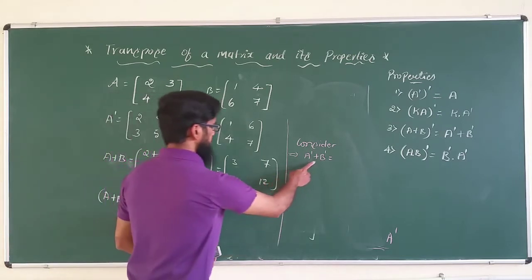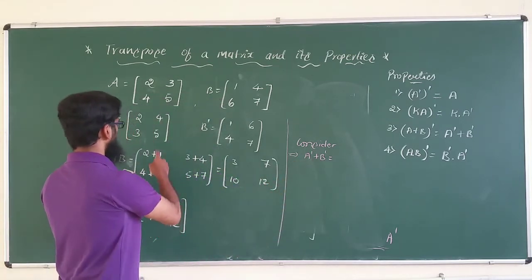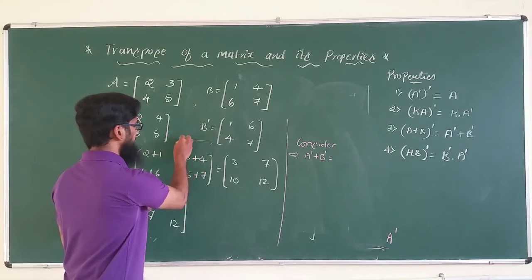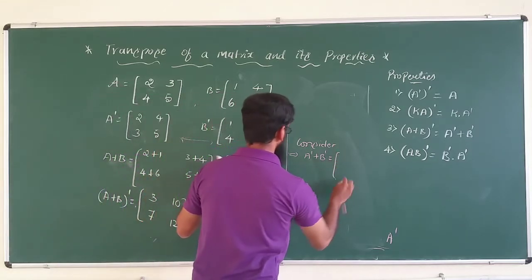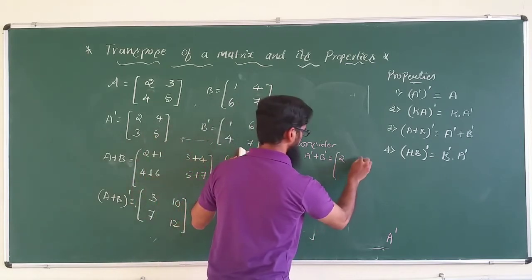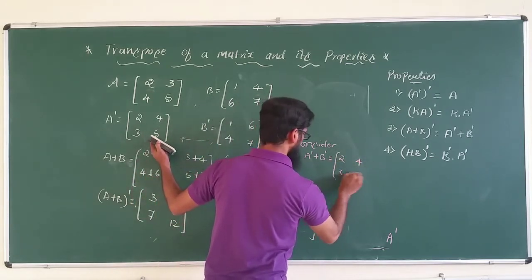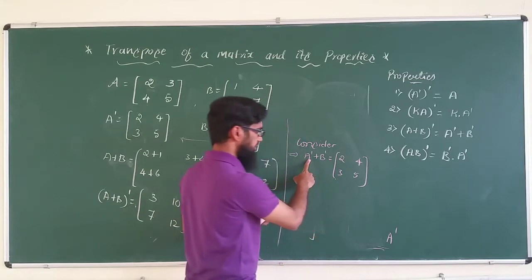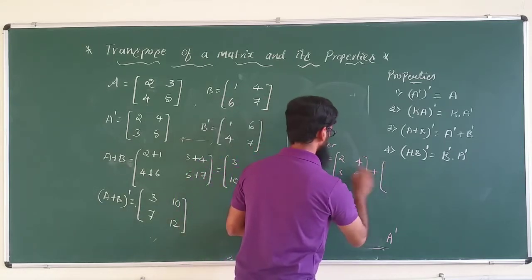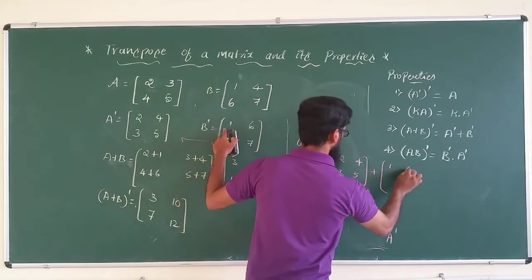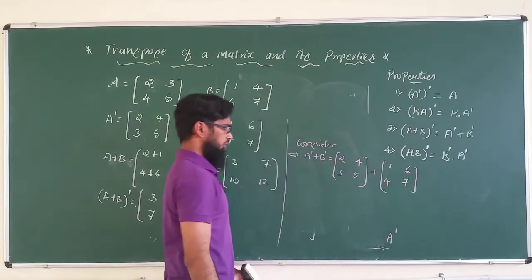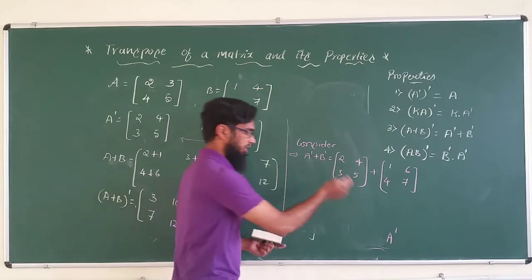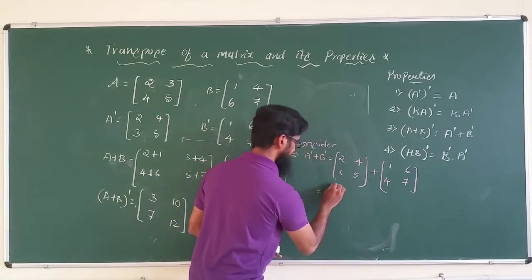Now consider A transpose plus B transpose. These two we need to add. So I'll write the same matrices here. It's 2, 4, 3, 5, that is matrix A transpose, plus B transpose, which is 1, 6, 4, 7. Now we have to add the corresponding elements.